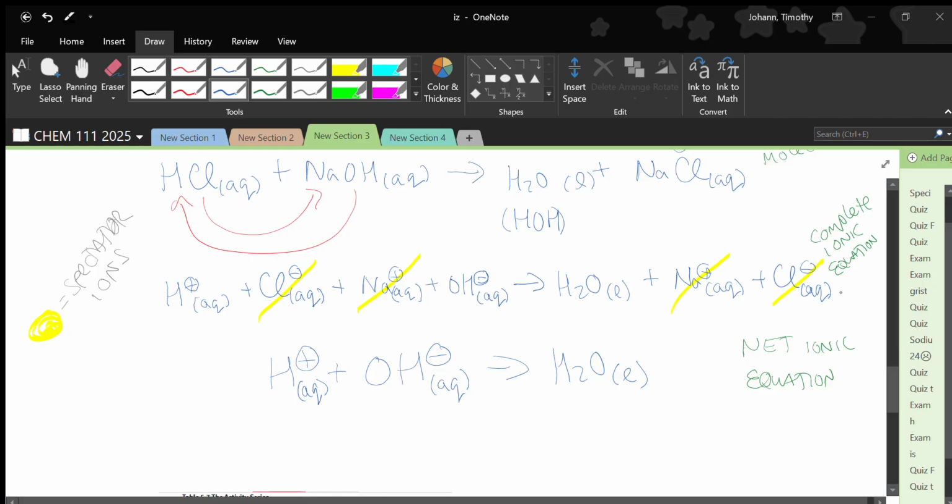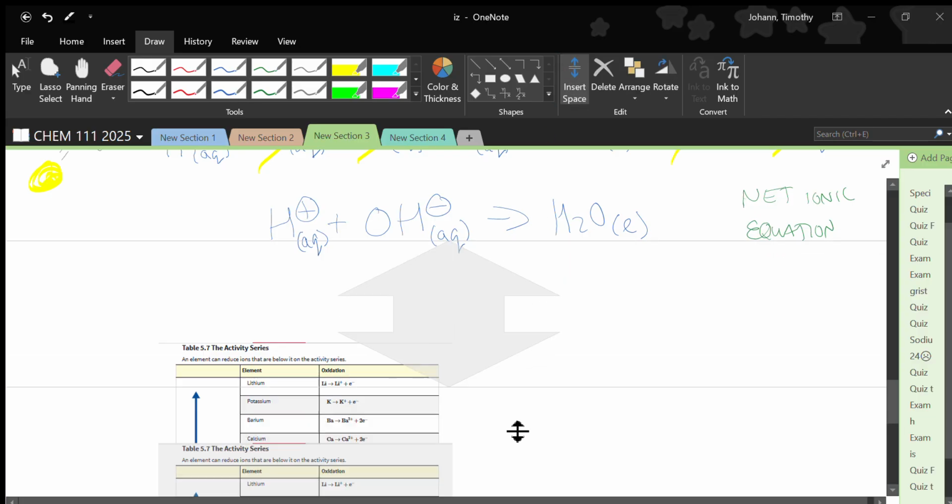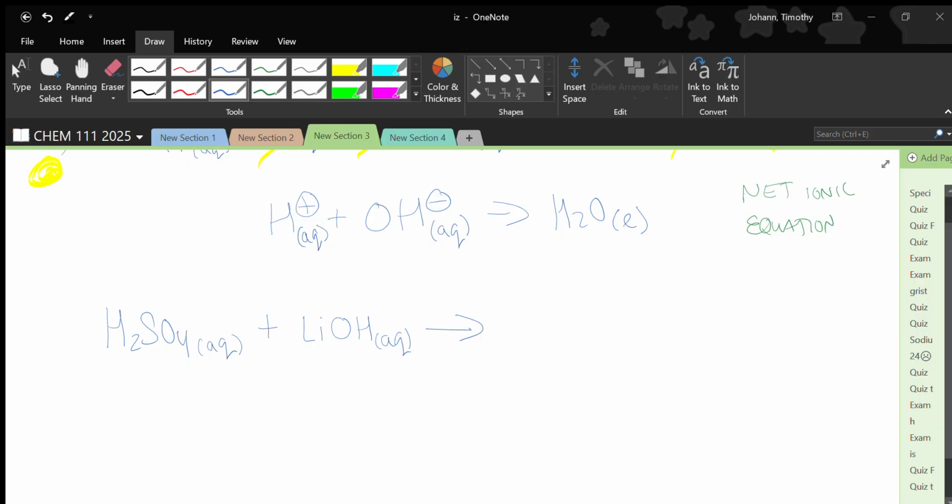All right, let's try another one of these. And we'll try one that's more complicated. So we'll take that sulfuric acid, aqueous, plus, I'm going to react that with, I don't know, let's react it with lithium hydroxide this time, aqueous. All right, let's just do the molecular equation for this. I want you to complete and balance that reaction. So complete and balance the following reaction.